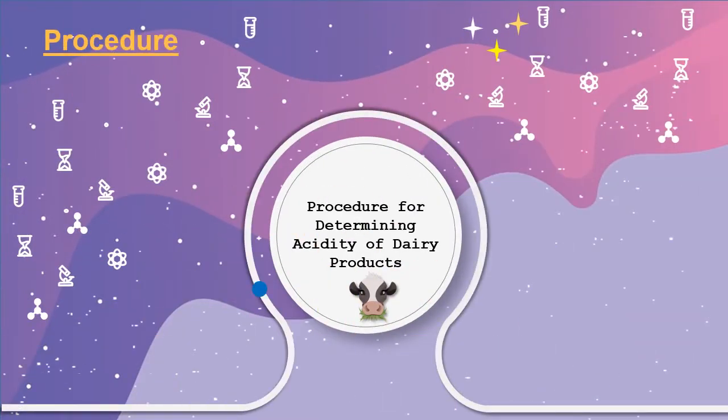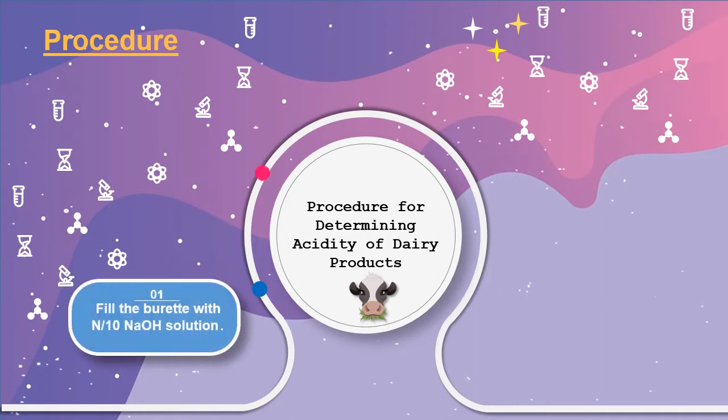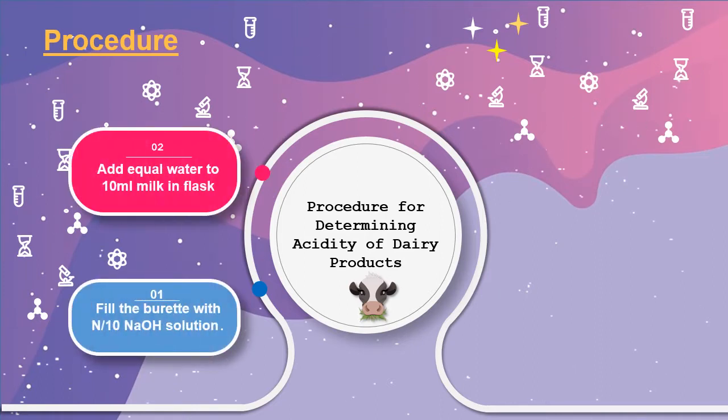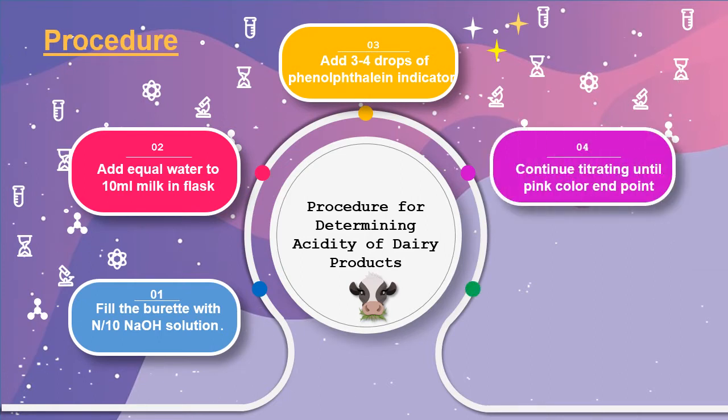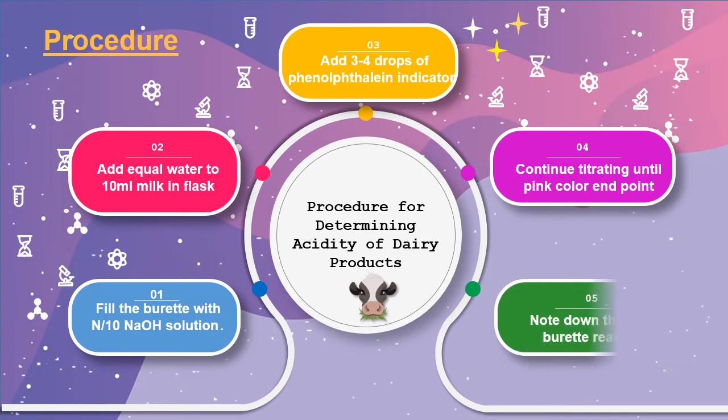Let's see the procedure for determination of acidity of dairy products. So in the first step, 10 normal solution of NaOH is taken in the burette and the sample of dairy products is diluted with distilled water. Then 3 to 4 drops of phenolphthalein are used, an acid base indicator, which is colorless in the acidic medium, whereas pink in the basic medium. Then titration will be done till the pink color endpoint and the final burette reading will be noted.